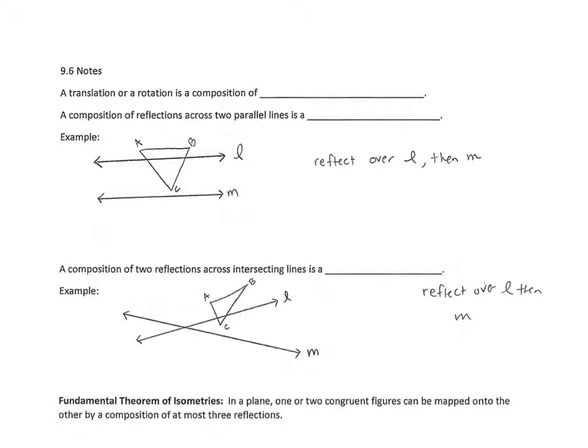A translation or rotation is a composition of reflections. So if you put together different reflections, you can get a translation. If you put together different reflections, you can get a rotation. A composition of reflections across two parallel lines: if you do reflections across two parallel lines, you are going to get a translation.